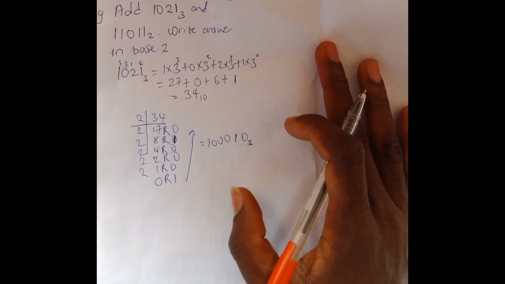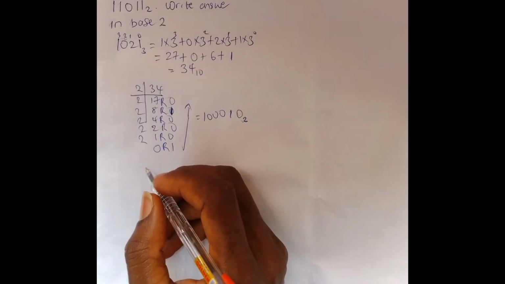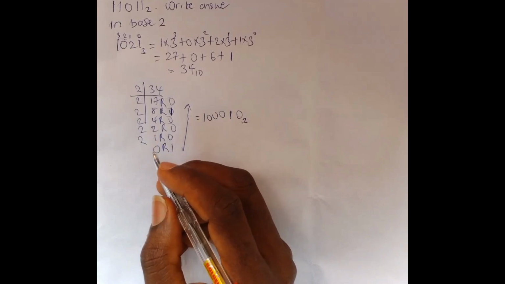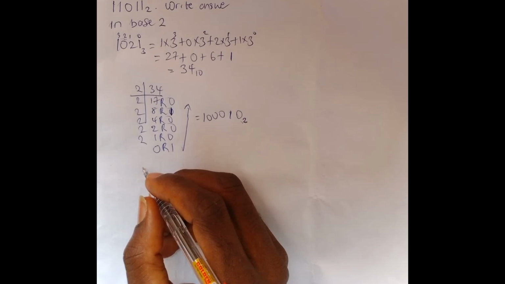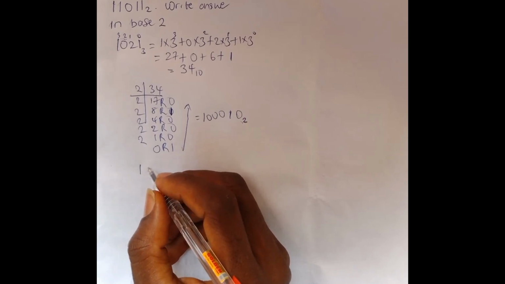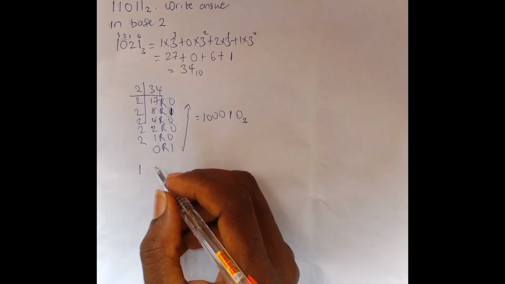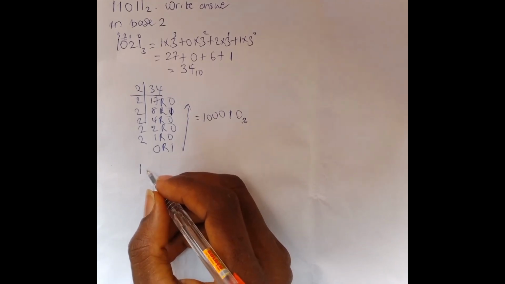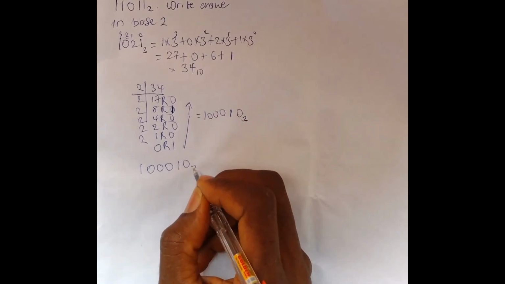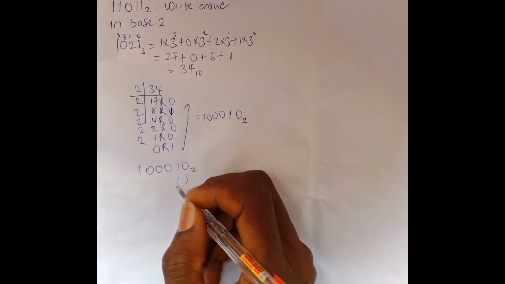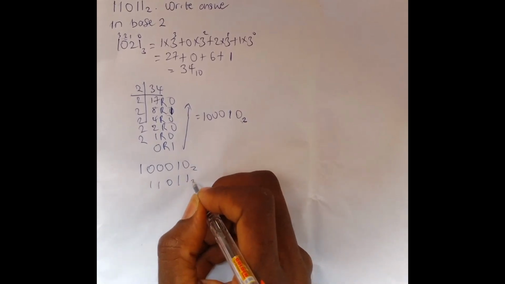So after doing this, we can now proceed to add the two numbers. They said we should add them, so we are going to add both of them. We have already converted our 34 to 100010, and our other one is already in base 2, 110011 base 2. Let's add them together.